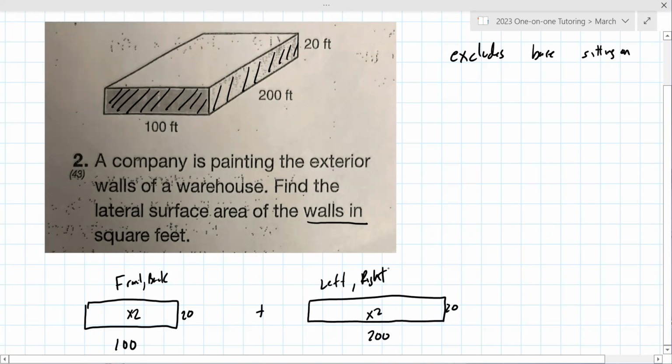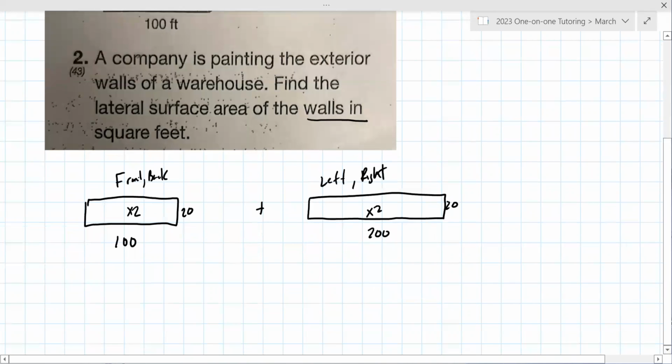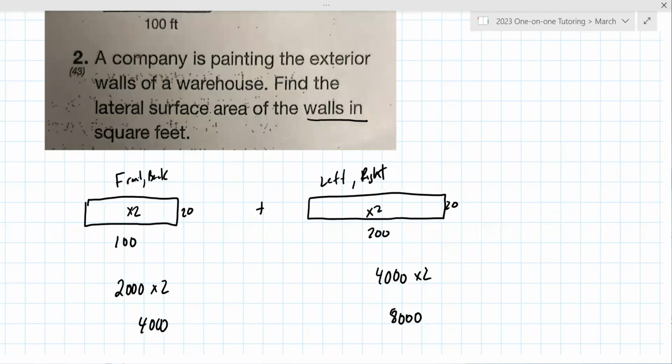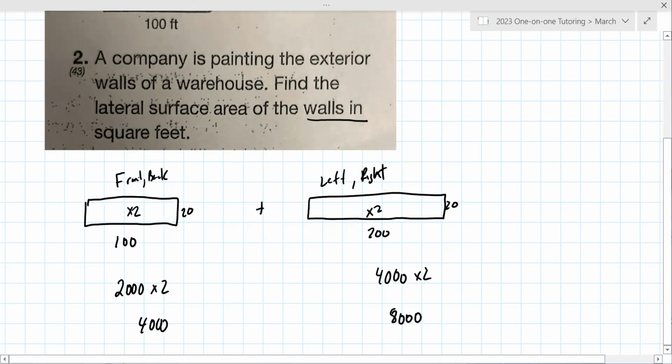Okay, that makes sense. So you multiply the two numbers together, 2,000, but then you times 2, that's 4,000. This one is 4,000, but then you multiply it by 2, that's 8,000. Okay, I got that. I've got a correction sheet, and that's the same answer. 12,000. Yes, you have to combine them together.